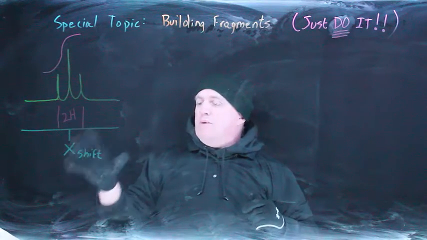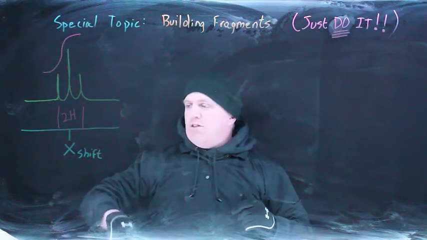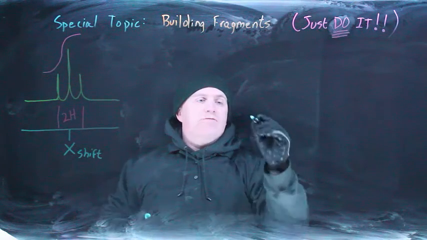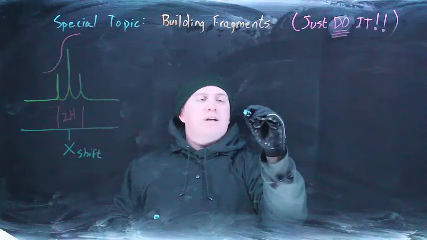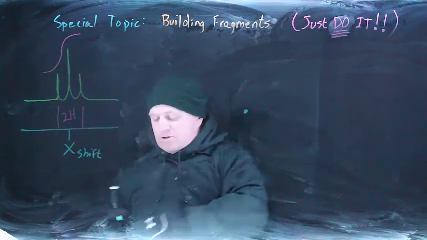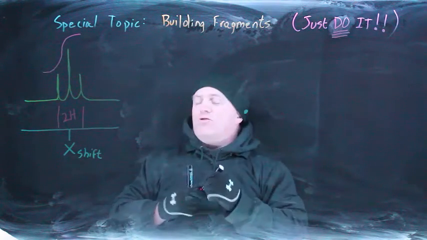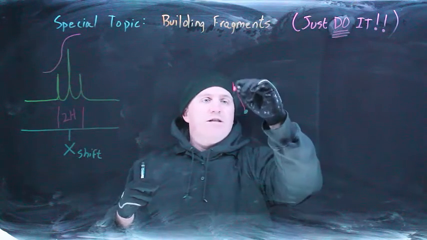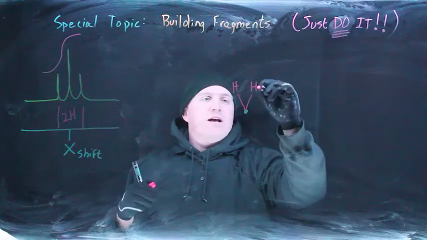Okay, so how do you build a fragment from scratch? Well, the thing I pay attention to first is the integration. How many hydrogens are in this environment? And unless you suspect symmetry, what that means is you're going to start by drawing a carbon, and then you're going to draw the number of hydrogens involved. And so here I've told you it's 2H, therefore I need to draw 2 H's. Simple as that. So there they are.